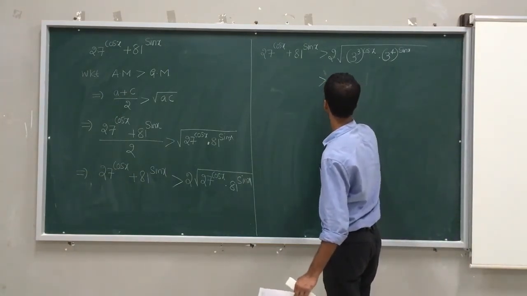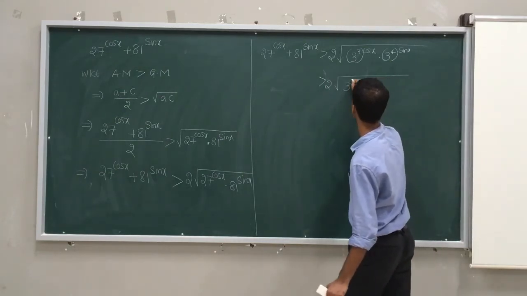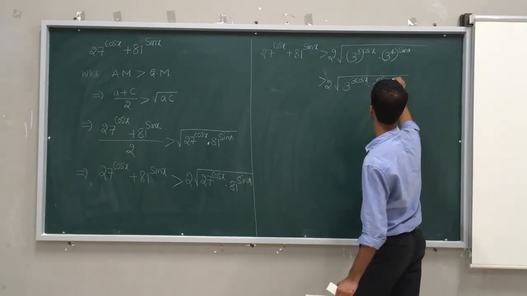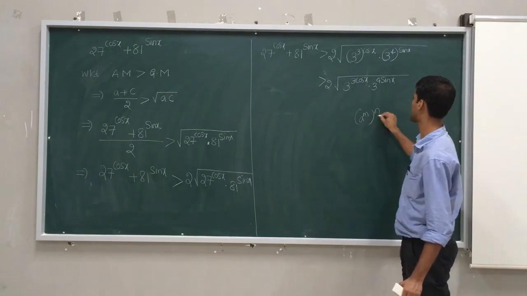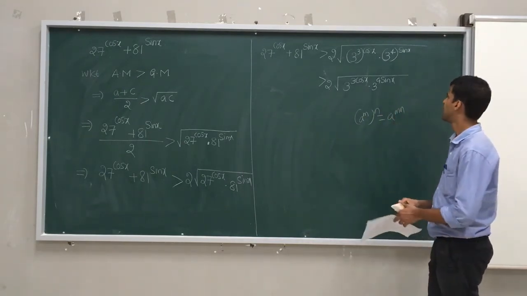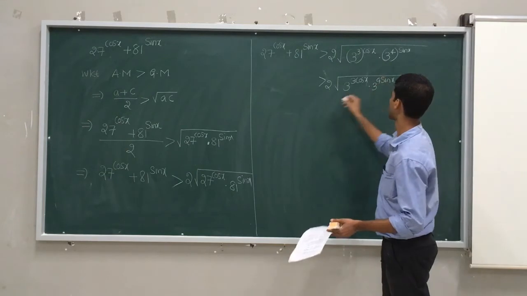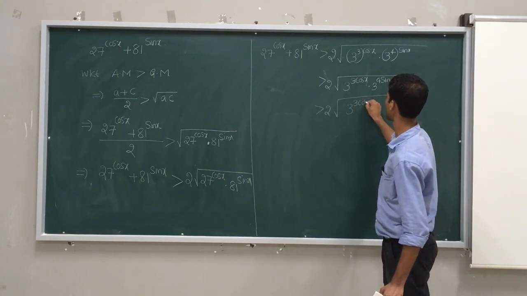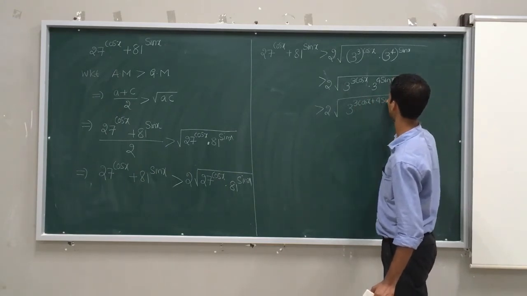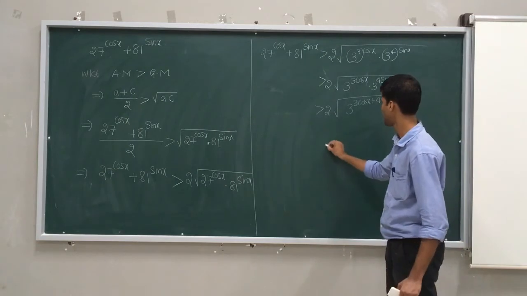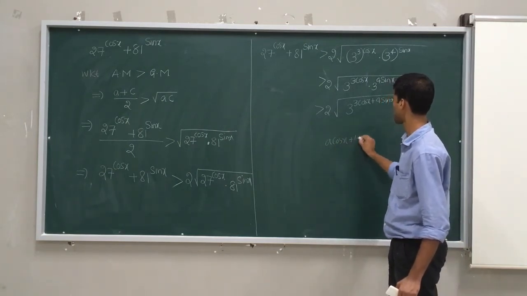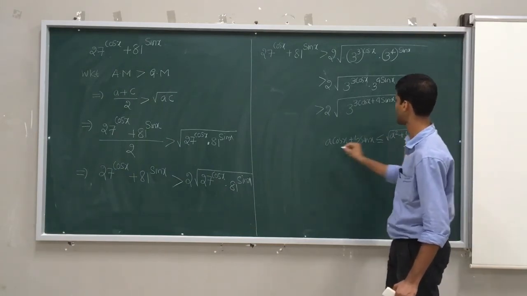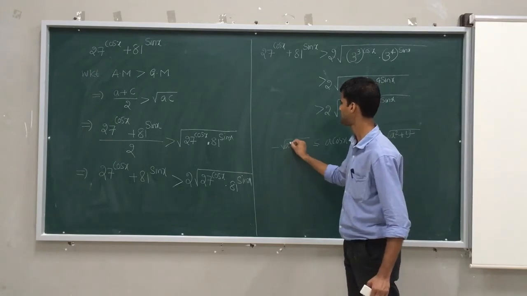Now write square root of 3 to the power 3 cos x into 3 to the power 4 sin x. You know that a power m whole power n is a power mn, so now it looks like a power m into a power n, so I can say a power m plus n, that is 3 cos x plus 4 sin x. Now what do we do with this? I know that a cos x plus b sin x is less than or equal to under root a square plus b square. I have given it in the synopsis, right?